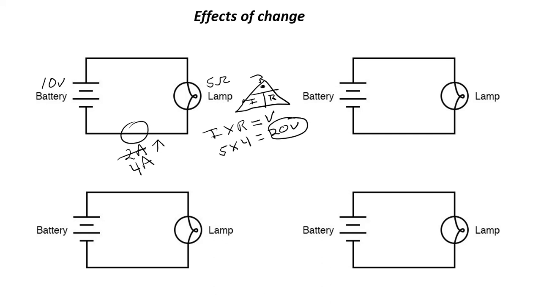So let's do that again. So I have my 10 volts. I have my 5 ohms. And let's do this. Let's say my resistance doubles. So my resistance is now 10.